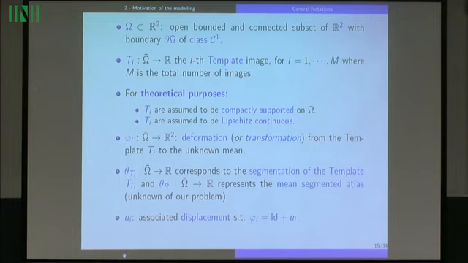Then phi i is the sole deformation from the template Ti to the mean segmentation. And theta Ti corresponds to the segmentation of the template Ti, and theta R represents the mean segmented atlas, which is also an unknown of our problem. And ui here is the associated displacement to the deformation phi i.